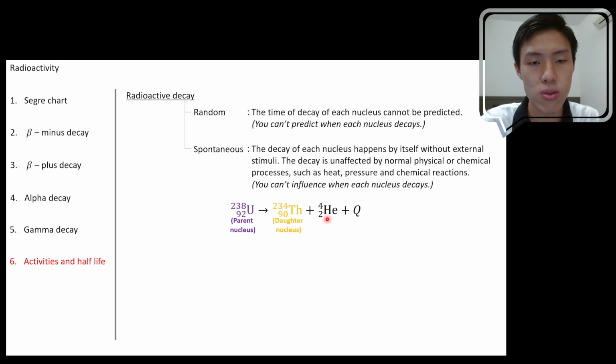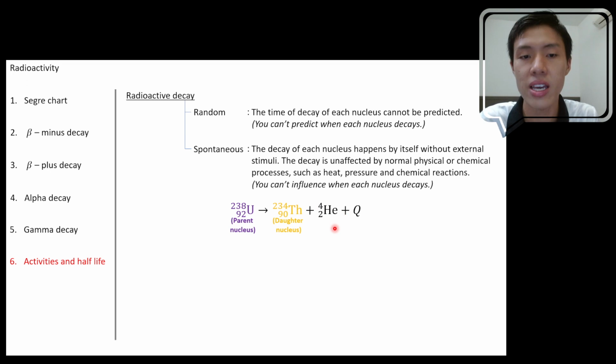So the helium nucleus over here, even though it is a product, we are going to call it an emission. So it's called alpha emission, or you can call it an alpha particle or alpha decay, but emitted means that it's no longer staying inside the block or your material. It is emitted to the surrounding. Okay, then this is energy.